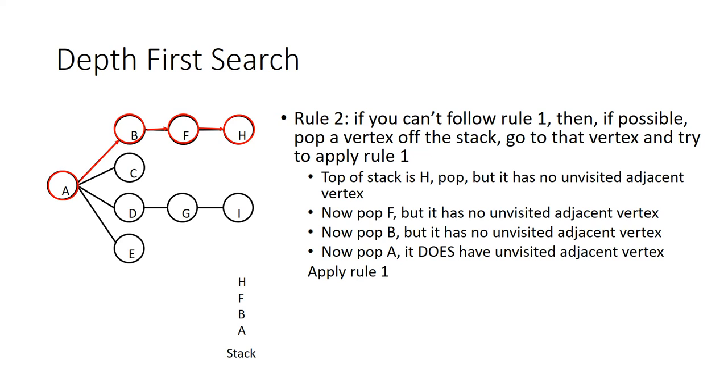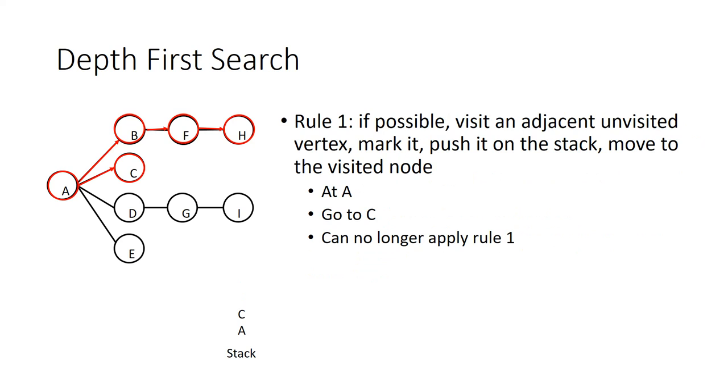And if there had been some other branch, like maybe if F had had a second child, we would have come down that branch before we finished backtracking all the way up to A. In this particular case, there weren't any other alternatives, so we backtracked all the way up to A using our stack to keep track of where we were going. So we're back at A, and we're going to move back to Rule 1.